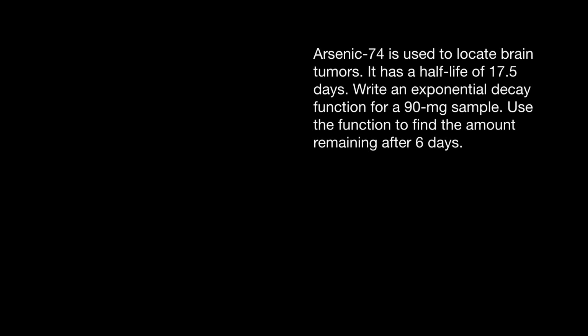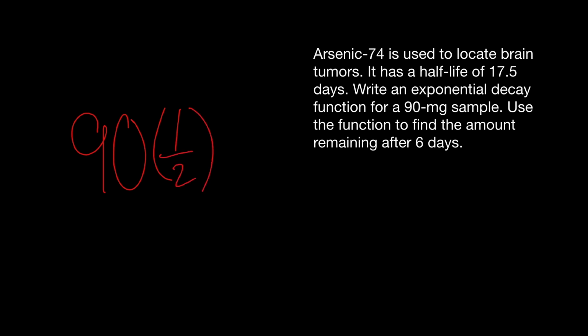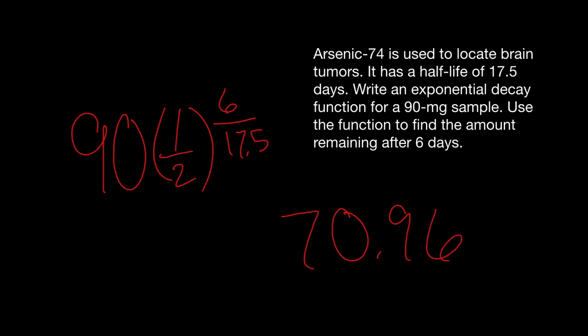So we start out with our initial value of 90 times 1/2, where there were, in this case, 6 days out of the 17.5 to get a full half-life, meaning we will not have a full half taken out. So 90 times 0.5 to the 6 over 17.5. There will still be 70.96 milligrams remaining.